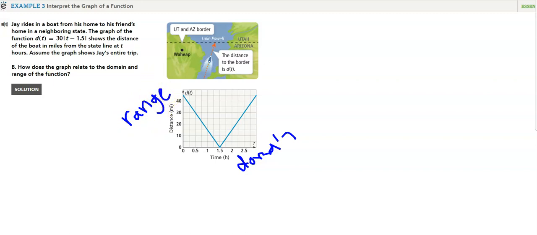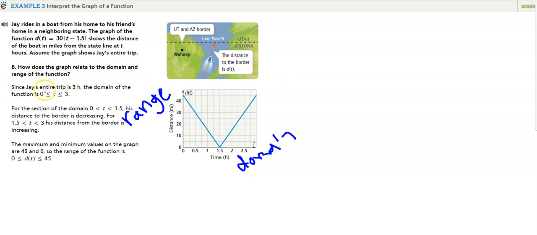If we look at our solution here, since Jay's entire trip is 3 hours, the domain would be anywhere from 0 to 3, because that's his time. He went from 0 to 3. He can't go farther because this is a word problem. These don't have arrows at the end. They're not continuing, they are finite.